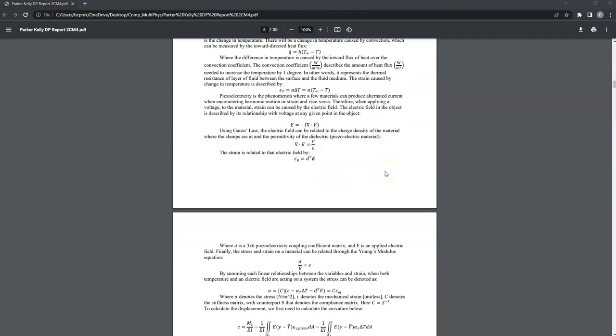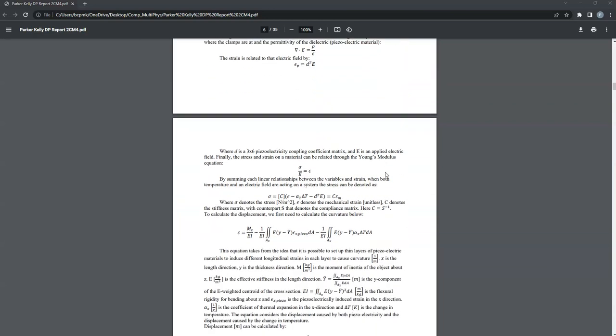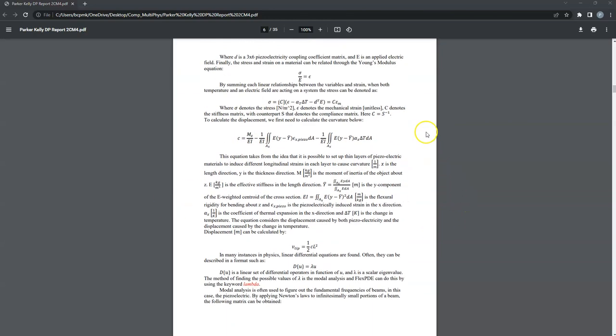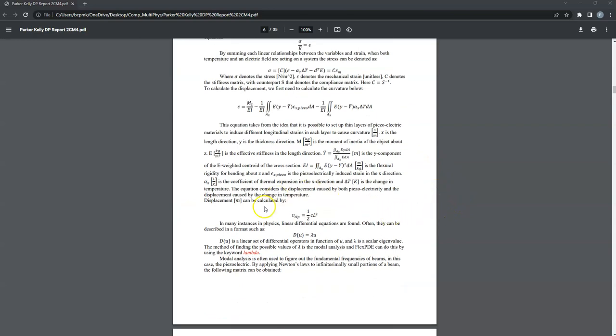We also see our electric field equations, with electric field and Gauss's law subbed in to get the strain when simplified. This all goes down to our overall stress and strain, which can be subbed into our curvature equation right here. This curvature equation can then be further taken down into our displacement of the tip equation, which is just half of the curvature times length squared.